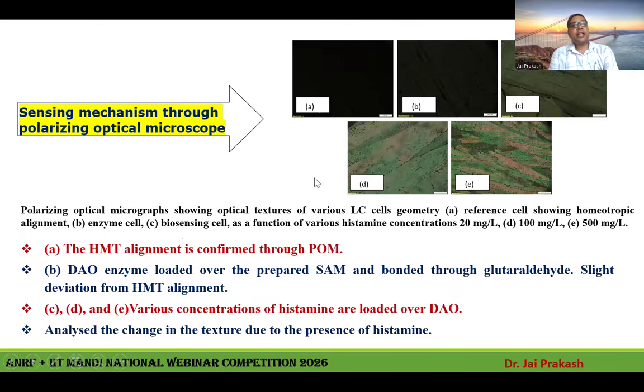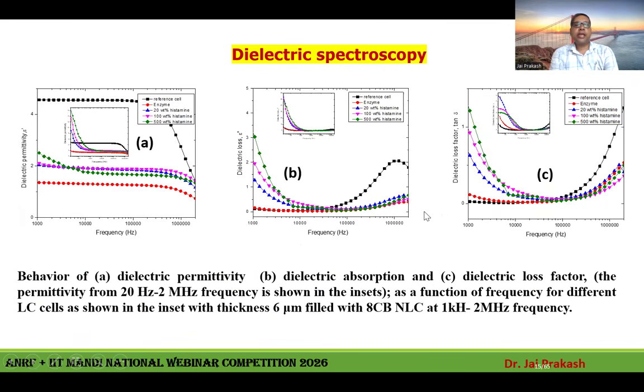This is a basic slide that shows the sensing mechanism through the polarizing optical microscope. In figure A, you can see the reference cell that is in homeotropic alignment or the vertical alignment that shows the dark field of view. In figure B, that is the enzyme cell. And in figure C, that is the biosensing cell in which the diamine oxidase was introduced. And in figures D and E, you can see different concentrations of histamine were loaded, and we can see the change in alignment from vertical to the planar, in which we can see the bright texture under the polarizing optical microscope.